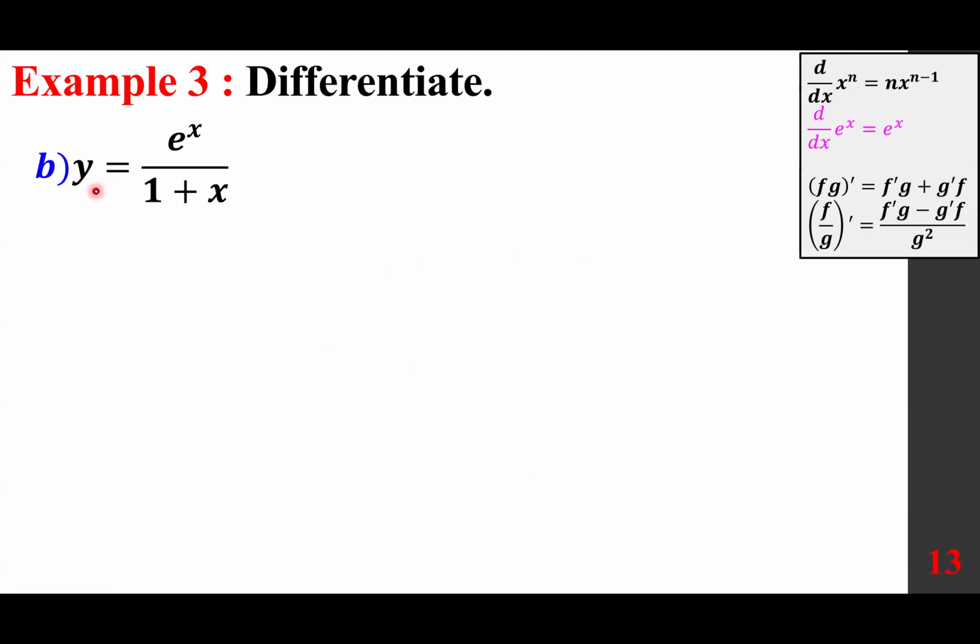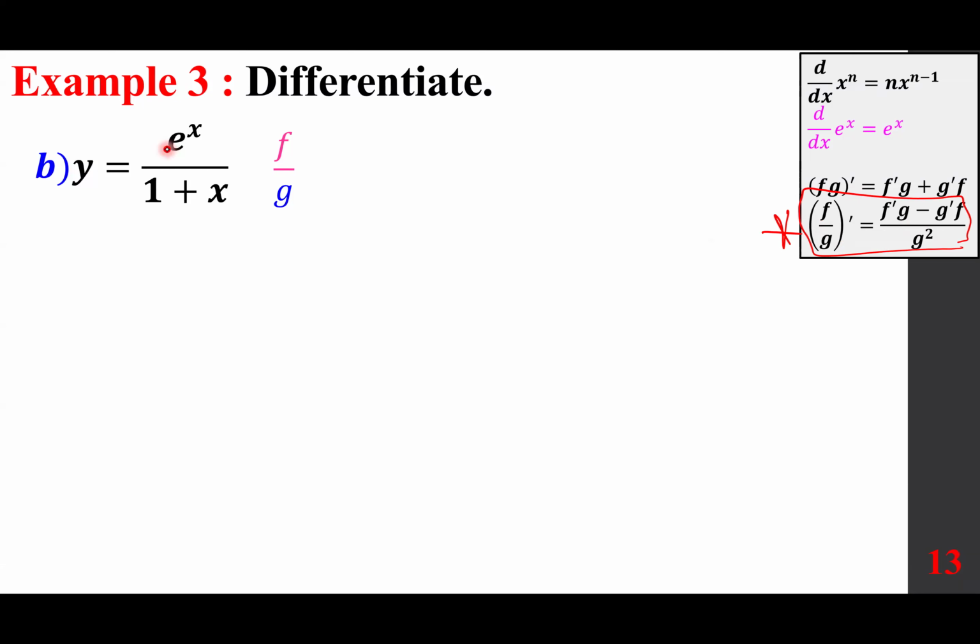Y equals e to the power of x over 1 plus x. We want to differentiate that. It's a fractional form, and we want to go with the quotient rule, so we're going to call this f over g. Therefore, the answer is f prime g minus g prime f over g squared. Again, in order to have an easy time when you do your assignments or quizzes or your exams, write the formulas from memory and then follow them. So if I want to do this, I'm going to write this formula for me. And I'm going to follow that.